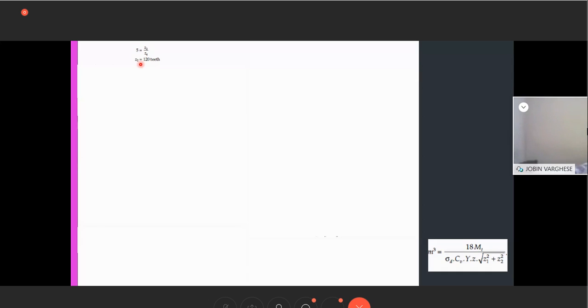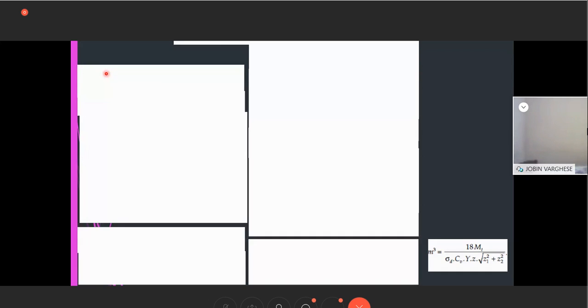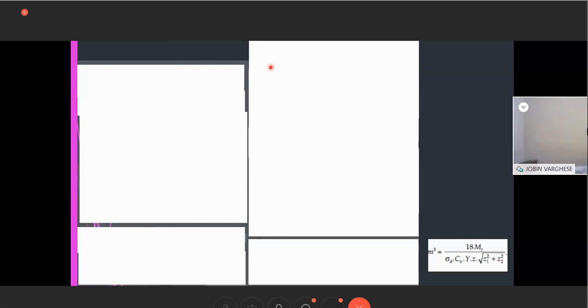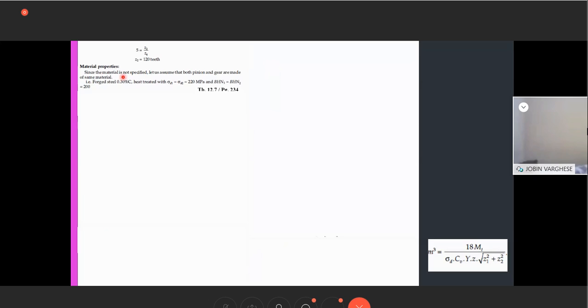So first, some material properties. In this question, you can see no material is specified here for the power transmission. As a result, we can assume the material. So since material is not specified, let us assume that both pinion and gear are made of the same material. In fact, we will select a particular material from the table.